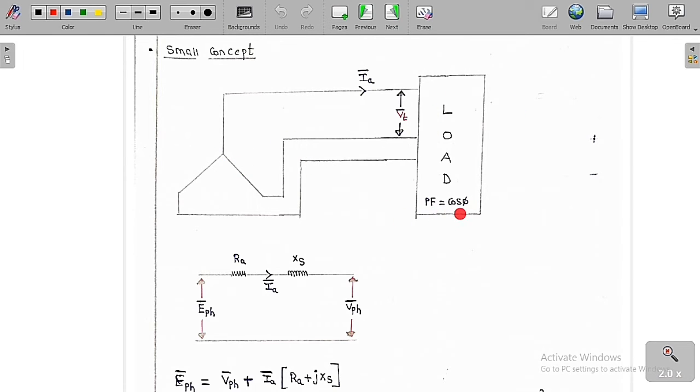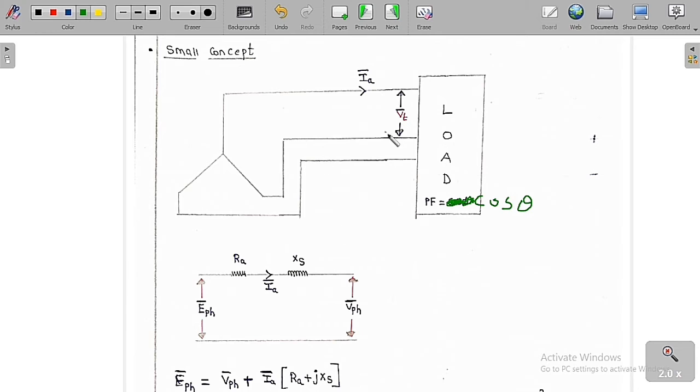The load has a power factor of cos phi, or we can say cos theta. Theta is the phase angle between the terminal voltage and the terminal current, which are Vt and Ia. Generally we are going to use theta here, not cos phi. So the power factor of the load is equal to cos theta, where theta is the phase angle between the terminal phase voltage and the load current Ia.